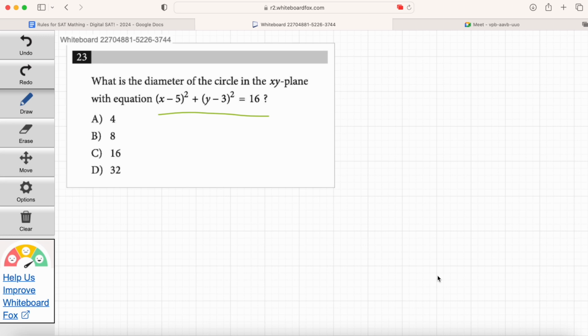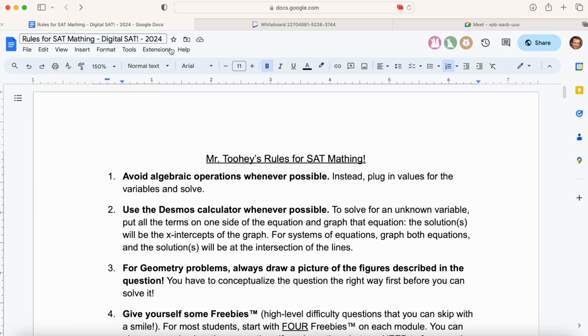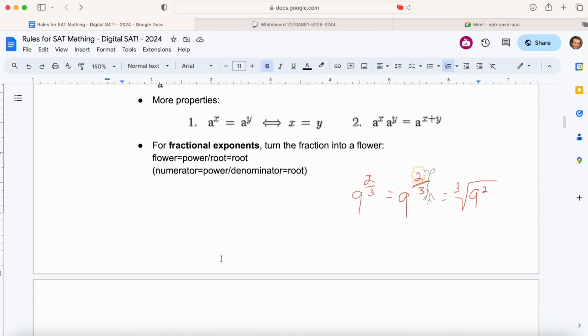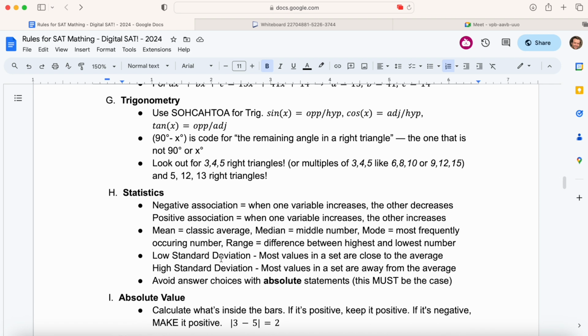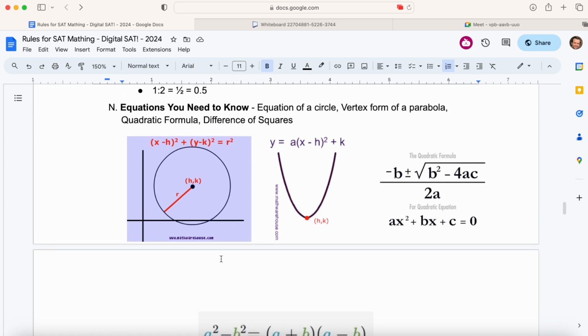But I do want to point this out because it might be helpful for some students. On my cheat sheet, I want everybody to go to that rules for SAT math document. I know we focused on the first two rules, which is just enough for so many of the questions. But I do get into some more specific concepts in that SAT math cheat sheet: word problem systems of equations, trigonometry, statistics, lots of stuff. If you go down to basic concept N, there's 4 equations you need to know for this test. That could be helpful. One of them is the equation of a circle.